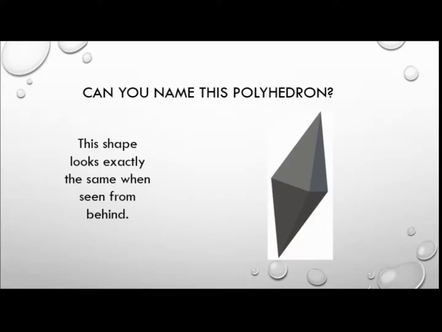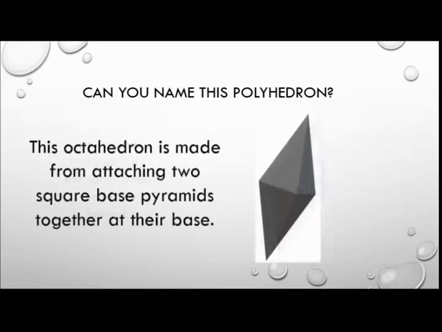Okay, how about naming this polyhedron? This shape looks exactly the same when seen from behind. This octahedron is made from attaching 2 square-based pyramids together at their base.